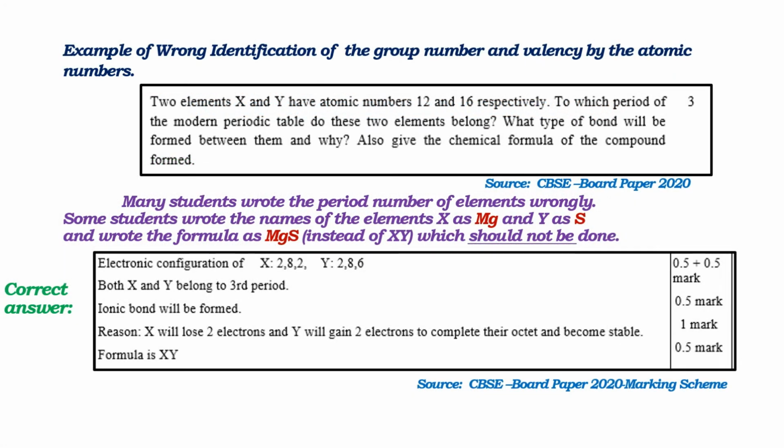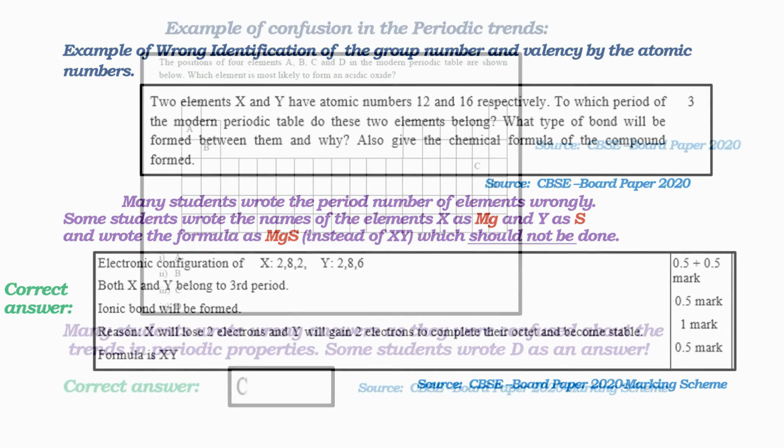Example of wrong identification of the group number and valency by the atomic numbers. This question is taken from the board paper of 2020. Many students wrote the periodic number of the elements wrongly. Some students wrote the names of the elements X as Mg and Y as S and wrote the formula MgS instead of XY, which should not be done.